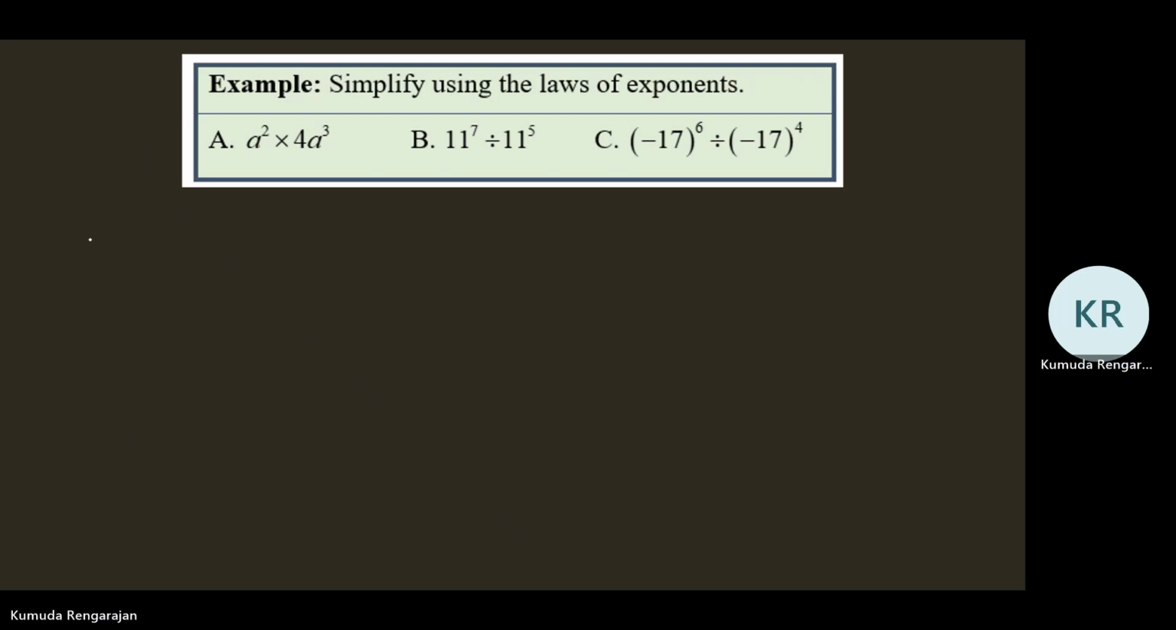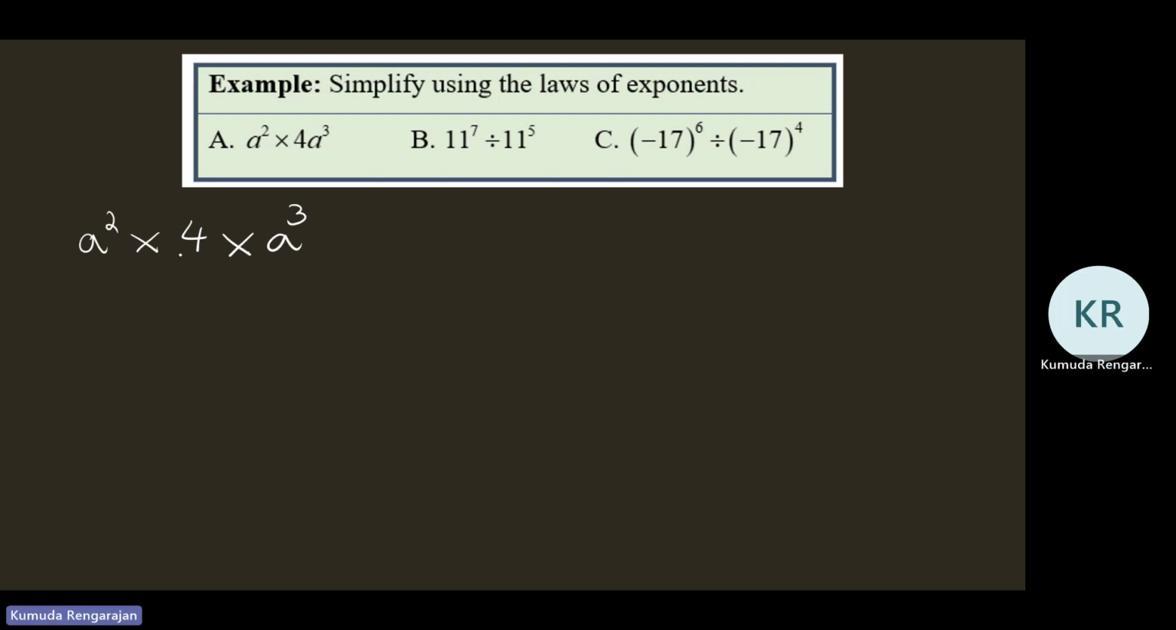Now, a squared into 4a cubed means a squared into 4 into a cubed. See, 4a cubed: there is no sign in the middle. That means when there is no space, it's multiplication. 4a cubed means 4 into a cubed.